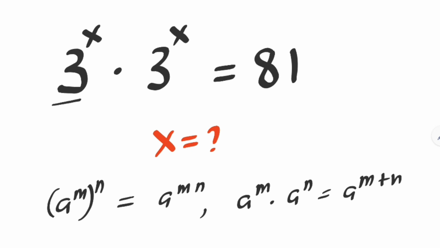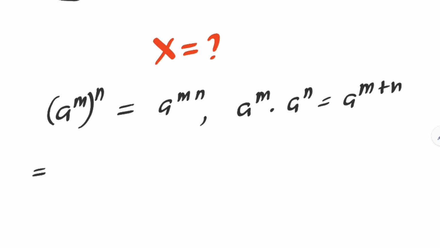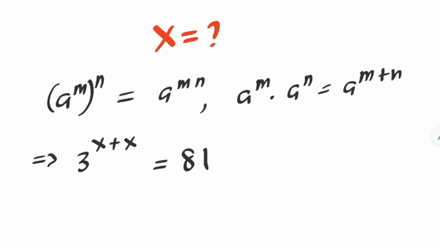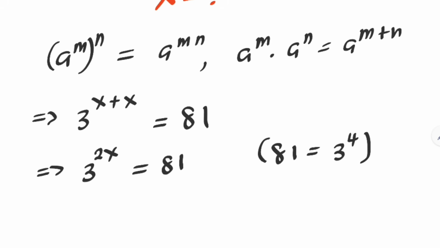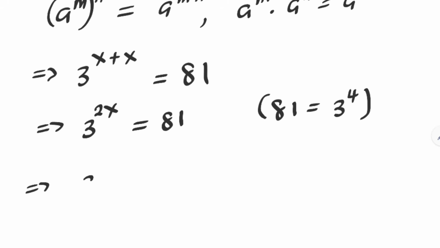Now we have 3 raised to power x multiplied by 3 raised to power x. This can be written as 3 raised to power x plus x is equal to 81. Then this is 3 raised to power x plus x, this is 2x, is equal to 81. 81 is equal to 3 raised to power 4. Here we have 3 raised to power 2x is equal to 3 raised to power 4.